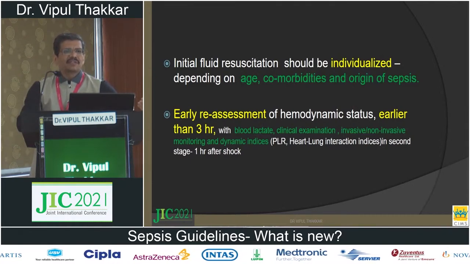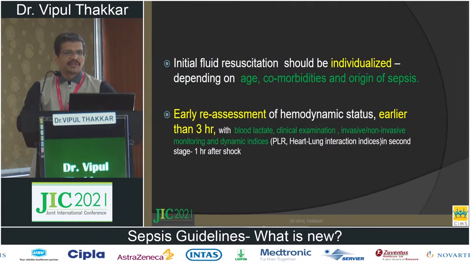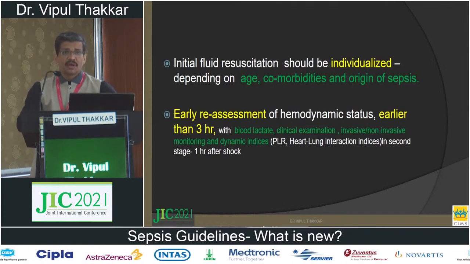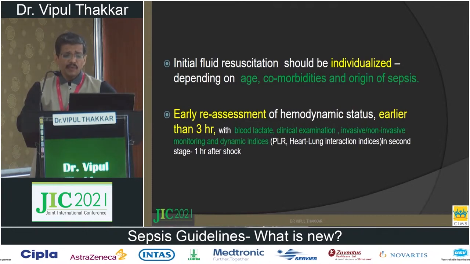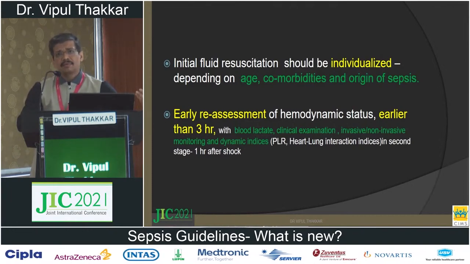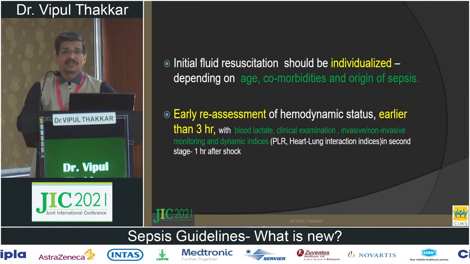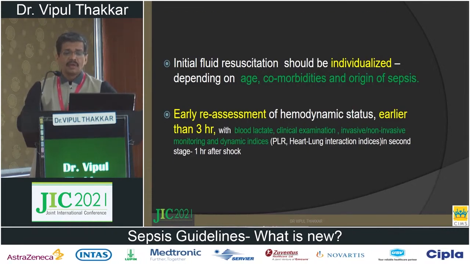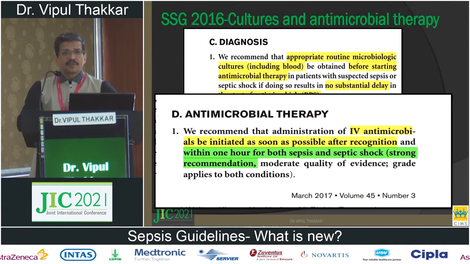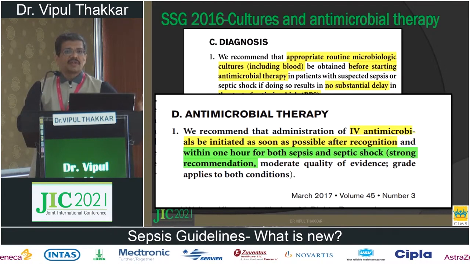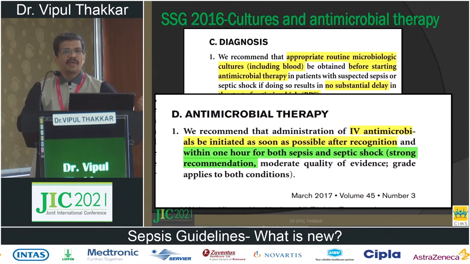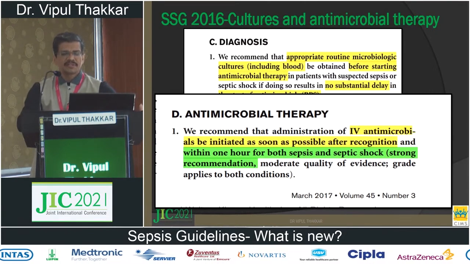For example, in elderly with cardiac dysfunction, 30 ml per kg, that is around 1.5 to 2 liter, may be very high volume. Again, in young adult with intra-abdominal sepsis, that volume and speed may be less, 30 ml per kg. Again, very important is origin of sepsis. You cannot resuscitate equal volume in pneumonia patient, because volume may be hazardous compared to intra-abdominal sepsis.